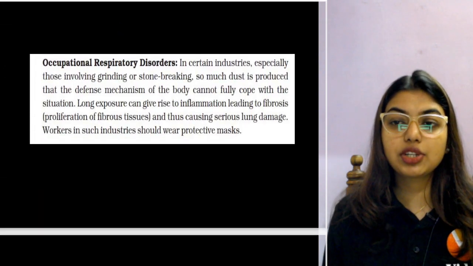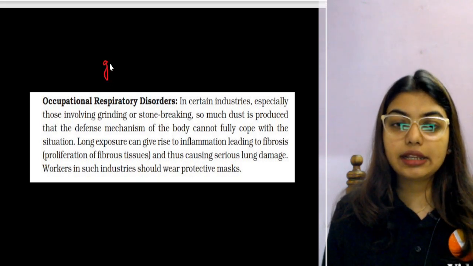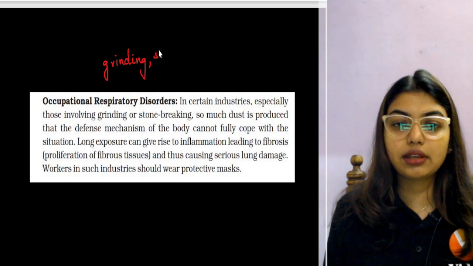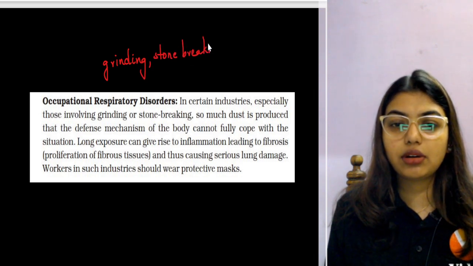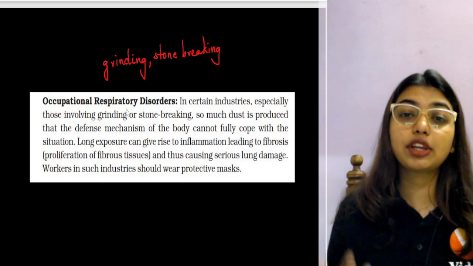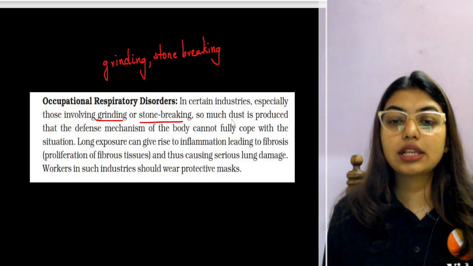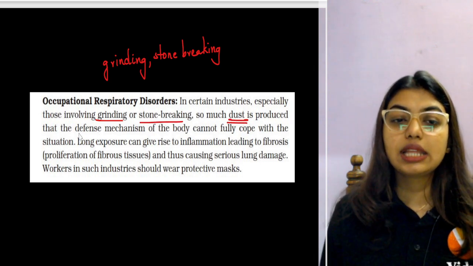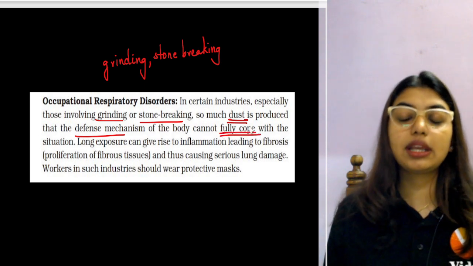Next one is occupational respiratory disorder. In certain industries, students, like grinding, mining, stone breaking, even mills where you powder your wheat, rice and all of that, all those places where there is a lot of accumulation of powders, as much dust is produced that the defense mechanism of the body cannot fully cope, beyond a limit.